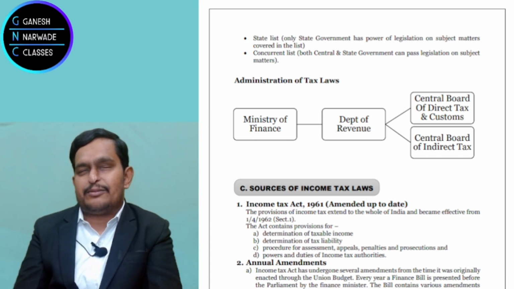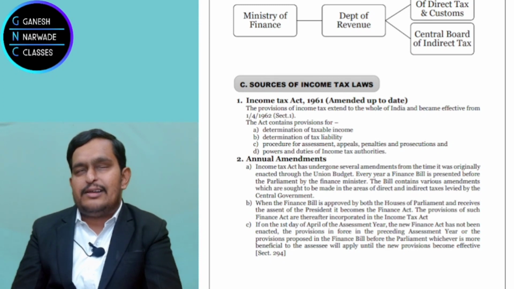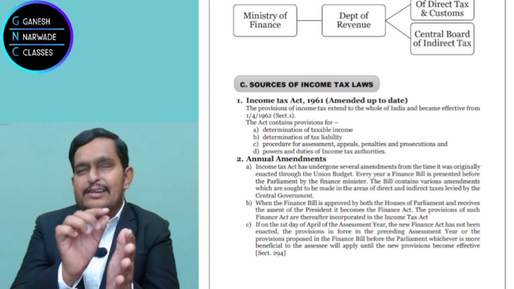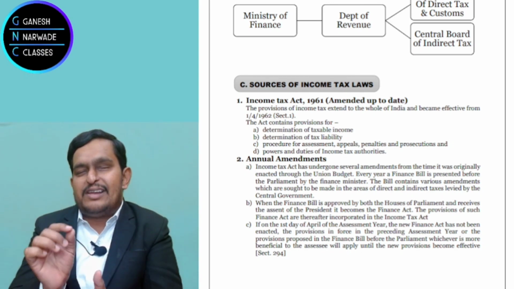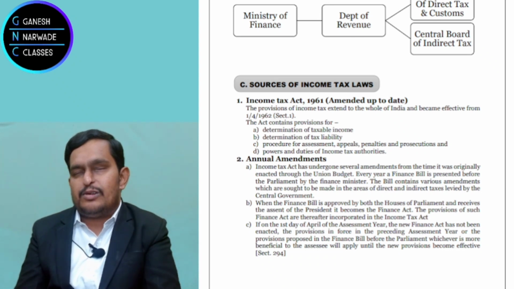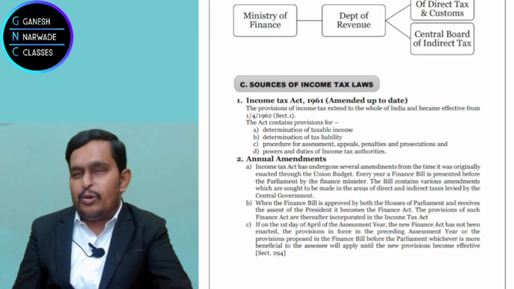Okay. So let's start with the discussion. First thing is Income Tax Act 1961. So first source is what? Income Tax Act 1961. Now whenever you study a new law, it starts with section 1. Section 1 talks about short title, extent and commencement. Short title says this law is called Income Tax Act 1961. Commencement says it came into force from 1st April 1962. And extent says applicable to whole of India, including Jammu and Kashmir, including POK.